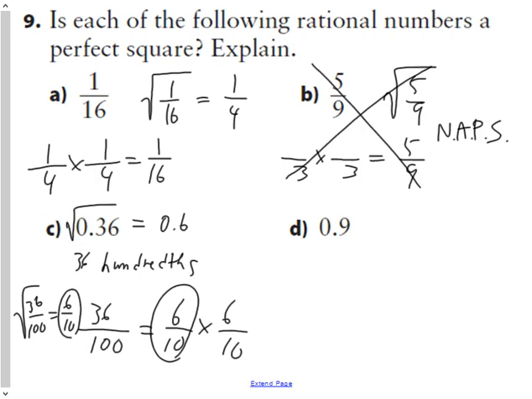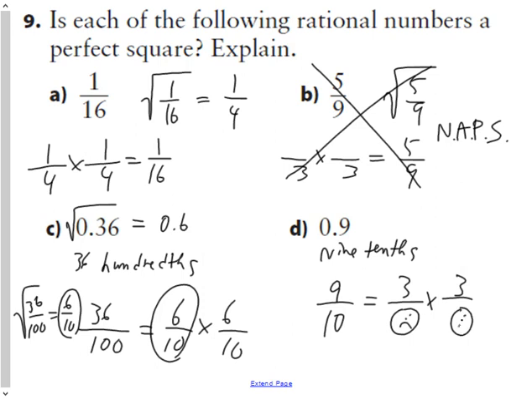And the last one, D, 9 tenths. So the first thing I'm going to do is read it as 9 tenths. Then I'm going to write it as a fraction, 9 tenths. What fraction times itself gives you 9 tenths? Well, 3 times 3 gives me 9. That works. But there is no number times itself that gives you 10. Therefore, 9 tenths is not a perfect square.